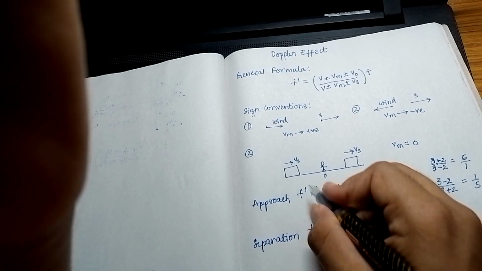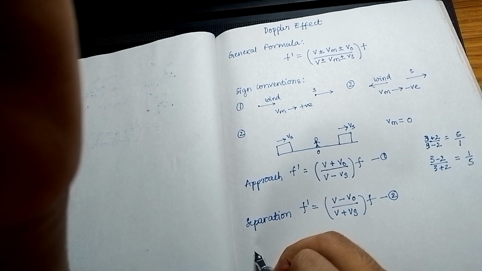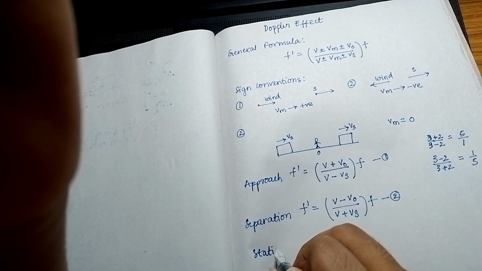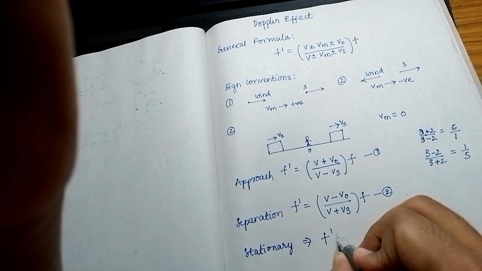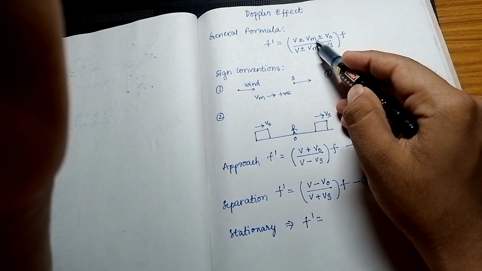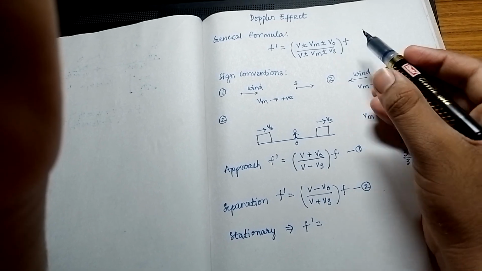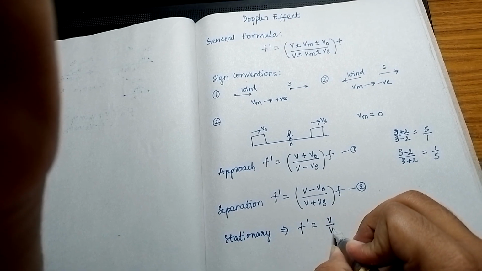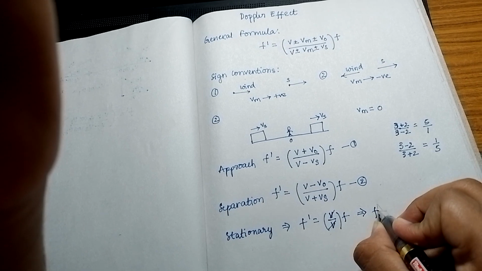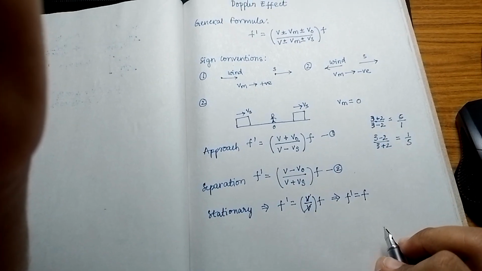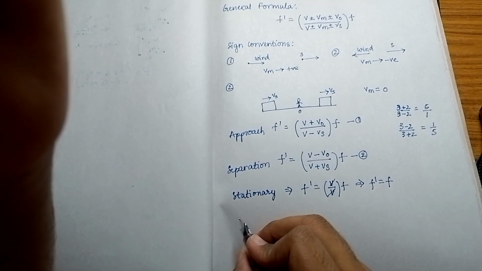You might ask, what if they both are stationary? Then it's very simple. Both are stationary. From the original equation, V naught equals 0 and Vs equals 0. So you get V by V into F, which is nothing but F dash equals F. So there is no change in the frequency, no apparent frequency or anything like that.